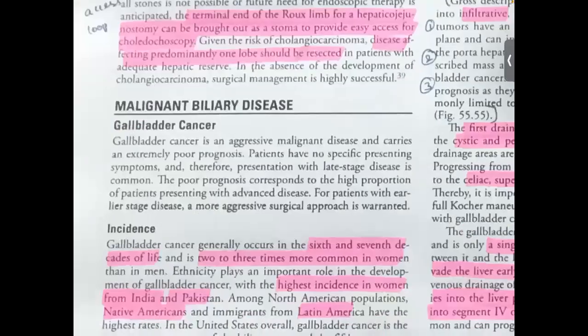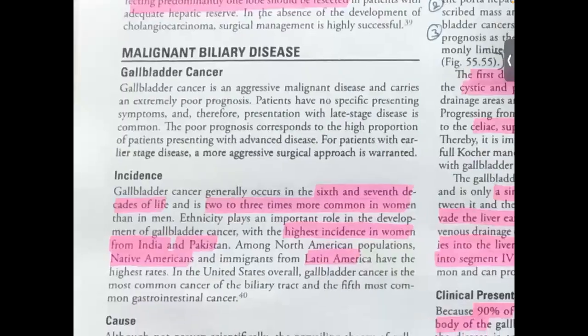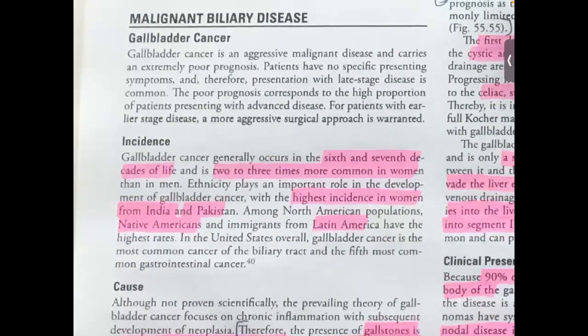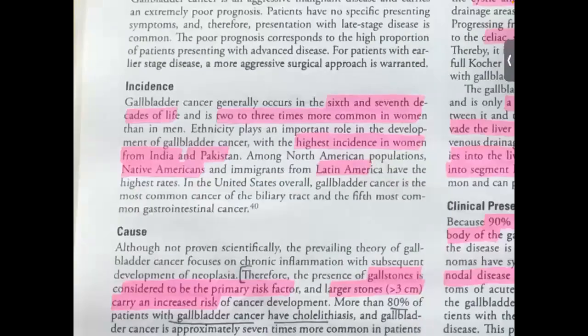So next, gallbladder cancer. Gallbladder cancer is a very important topic for entrance. There have been numerous questions. In the last NEET, the same question was repeated twice, and a few other questions also came. Totally 4-5 questions from gallbladder cancer came. So each and every line is important.